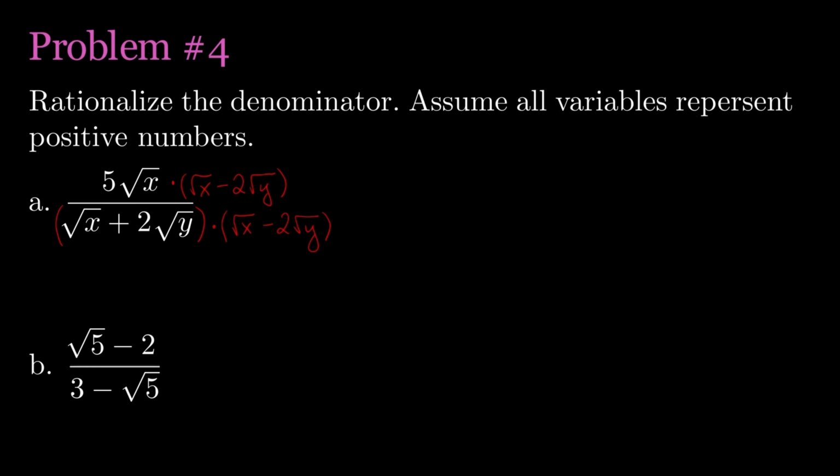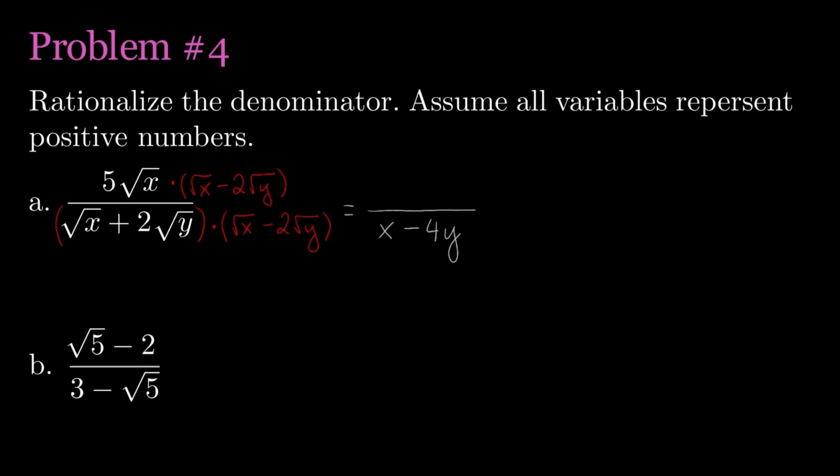And now starting with that denominator, we get the difference of squares, so the square of the square root of x is just x, and the square of 2 times the square root of y will be 4 times y, because the square of 2 is 4, and the square of the square root of y is y.